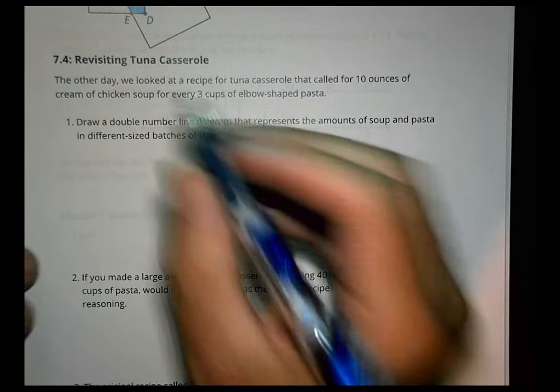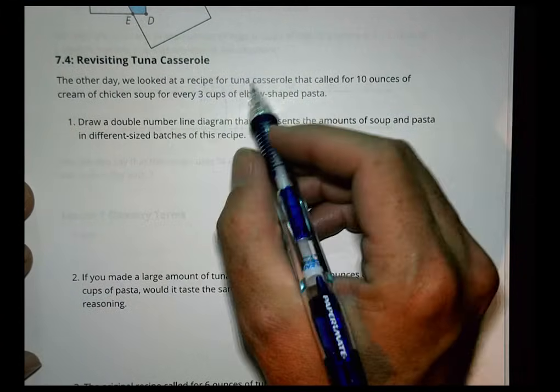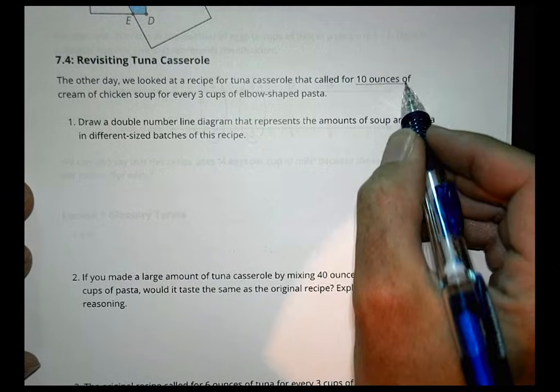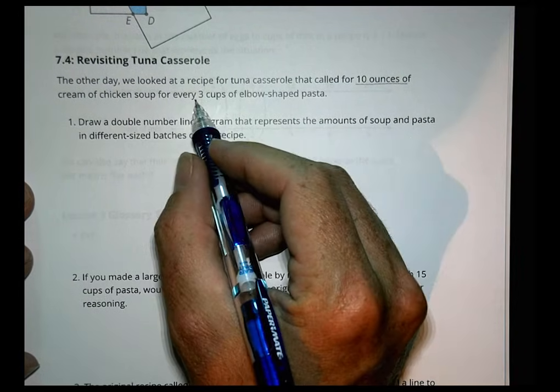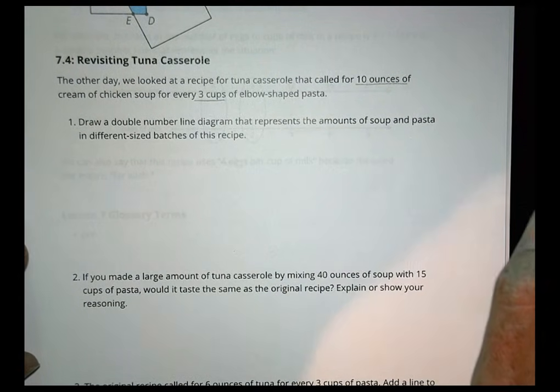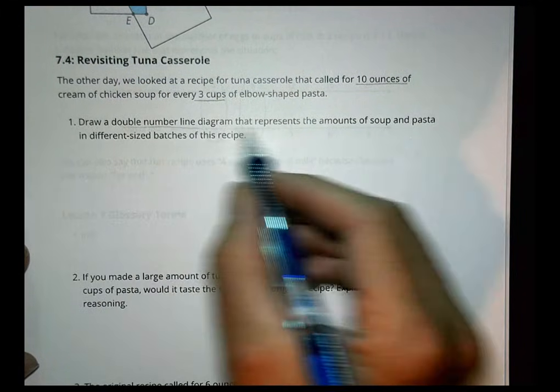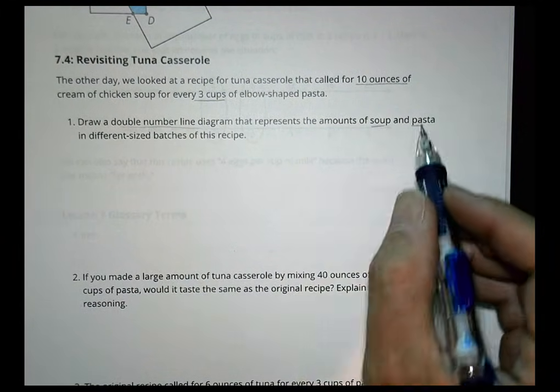The other day, we looked at a recipe for tuna casserole that called for 10 ounces of cream of chicken soup for every 3 cups of elbow-shaped pasta. Draw a double number line diagram that represents the amount of soup and pasta in different size batches.